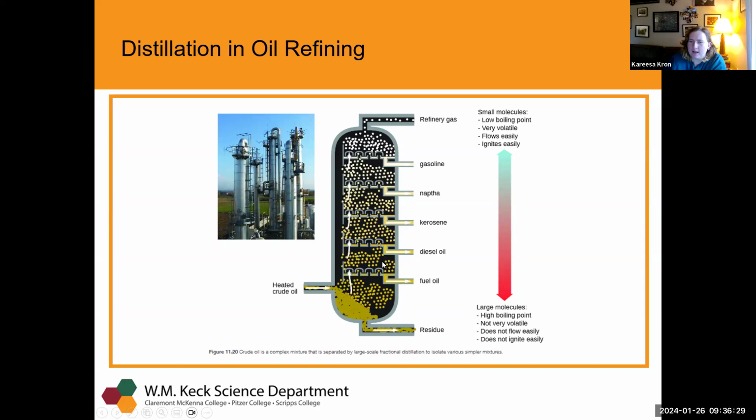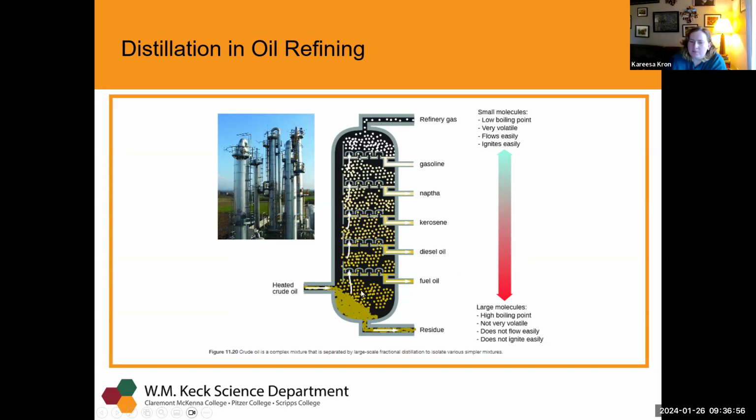And as it goes higher and higher, you change the temperature of the gas so that at each stage, different sizes of molecules condense, fall out of solution, and can be separated. And so it's a process by which we can use their different vapor pressures and boiling points to heat and then cool compounds so that they come out of a column or a tower like this at different times.